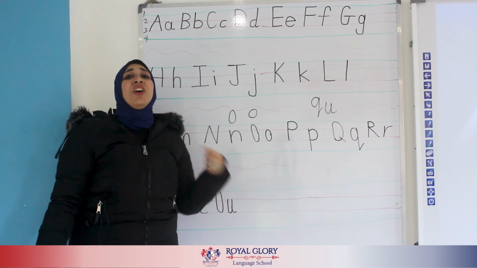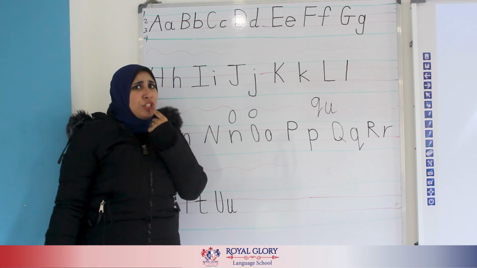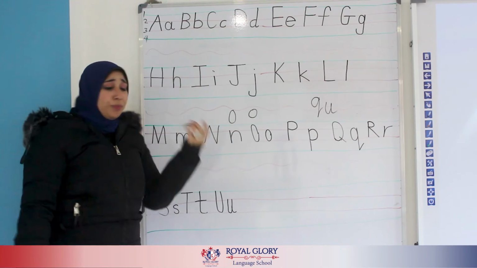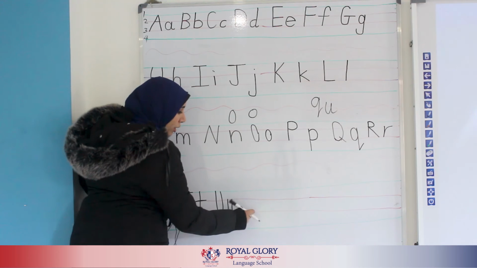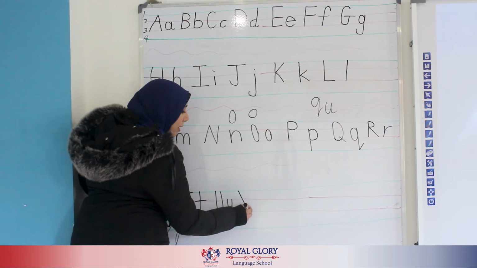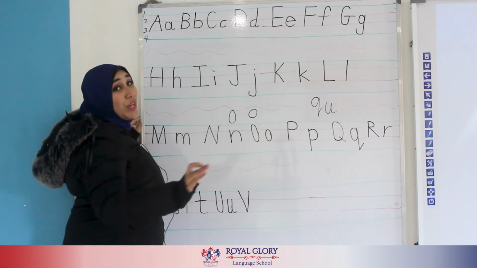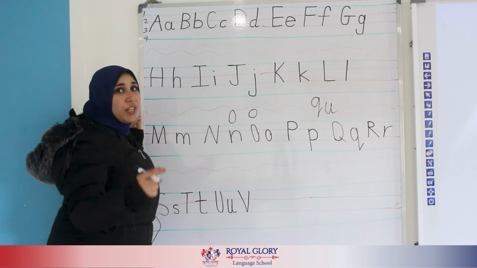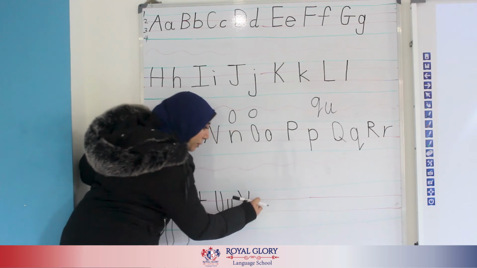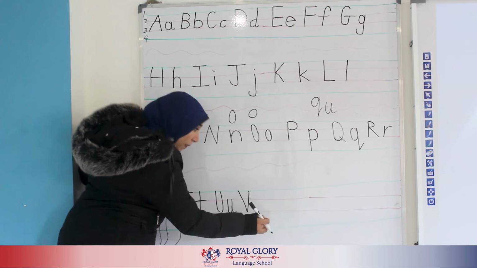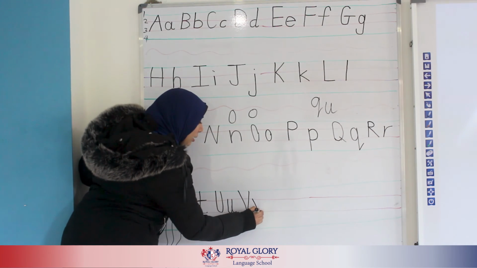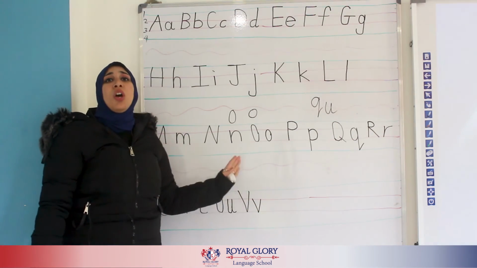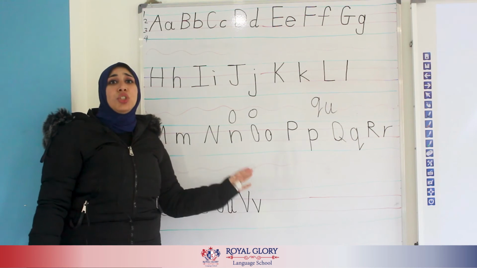Letter V, sound of V. Make a vibration. Okay, how can I write it? From line number 1 to line number 3, make a standing line down and standing line up. So easy, okay? This is the uppercase, and the lowercase is the same, but between line number 2 and line number 3. Standing line down, standing line up. After letter V, letter W.